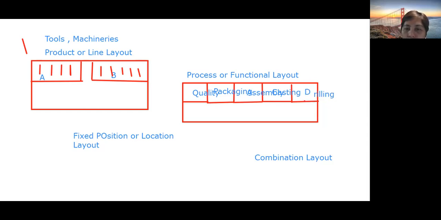Okay, so when do we use this kind of layout? Products are not standardized. Quantity produced is small. There are frequent changes in design and style of product. Job shop type of work is done, and machines are very expensive.